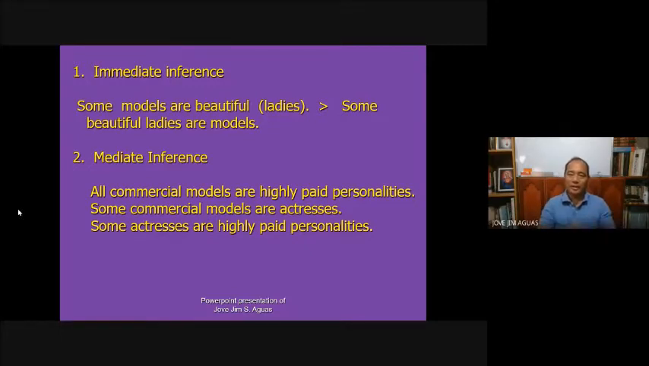So for example, you see here on my PowerPoint, all commercial models are highly paid personalities. Some commercial models are actresses. So the common term here is the term commercial models. By connecting the two terms, highly paid personalities and actresses, with the third term, meaning these commercial models, we come up with this statement: some actresses are highly paid personalities. So this is an example of a mediate inference.